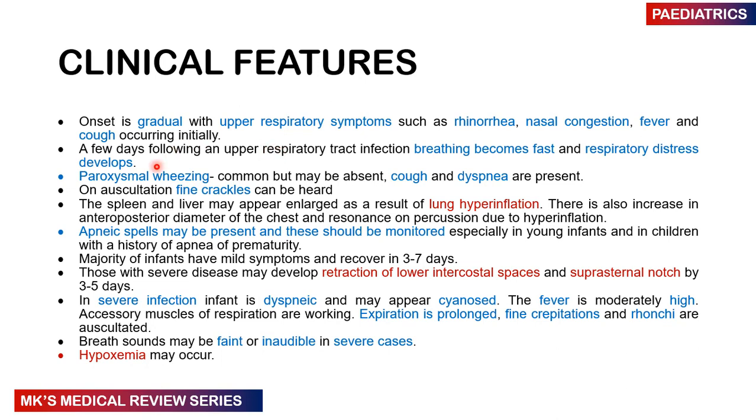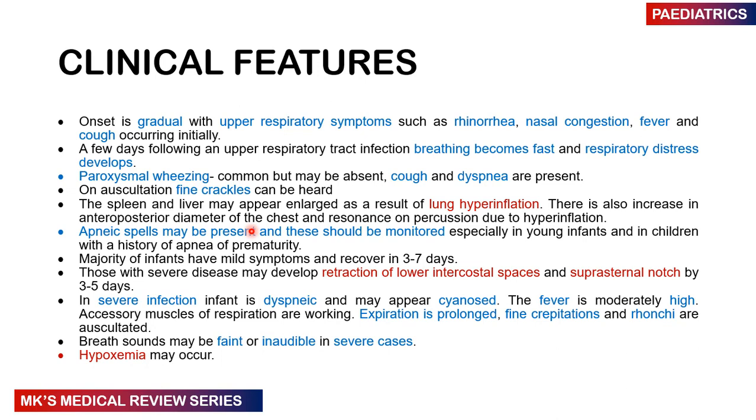They may have a paroxysmal wheeze, which is common but may be absent. You may have a cough, you may have dyspnea that may be present. On auscultation, you may sometimes hear some fine crackles. Remember that if you hear bronchial breath sounds, if you hear very adventitious sounds, it's more likely that they have a superadded pneumonia and not really just a bronchiolitis. The spleen and the liver may appear falsely enlarged because of this hyperinflation of the lungs that tends to push the organs down into the abdomen. So there is also an increase in the anterior-posterior diameter of the chest, and the chest is going to be hyper-resonant to percussion because of hyperinflation. So these are changes that are quite similar to someone that actually has a COPD.